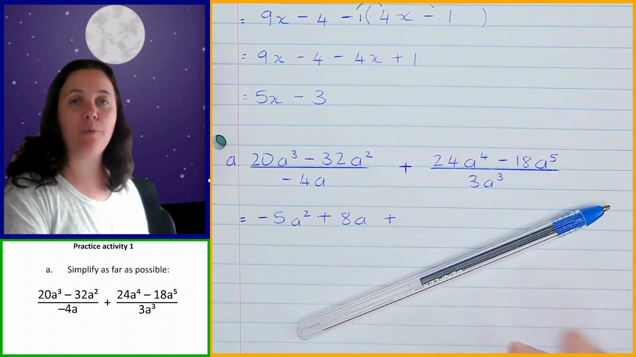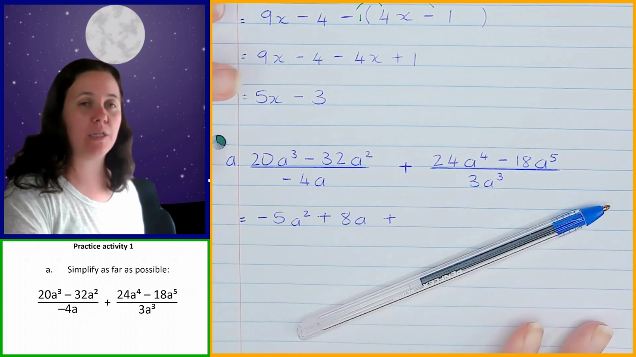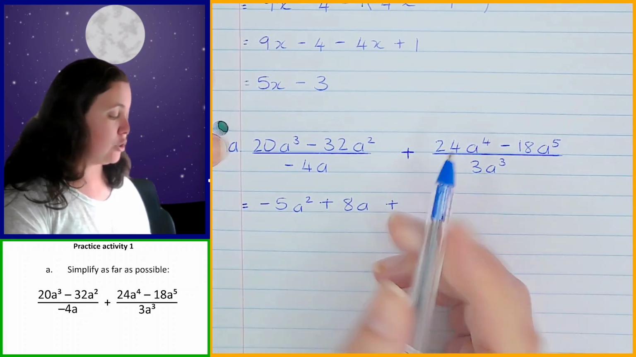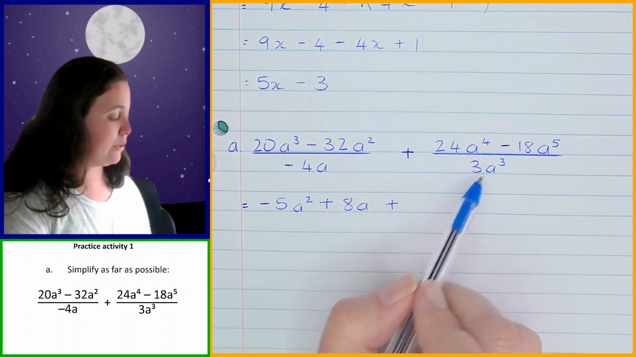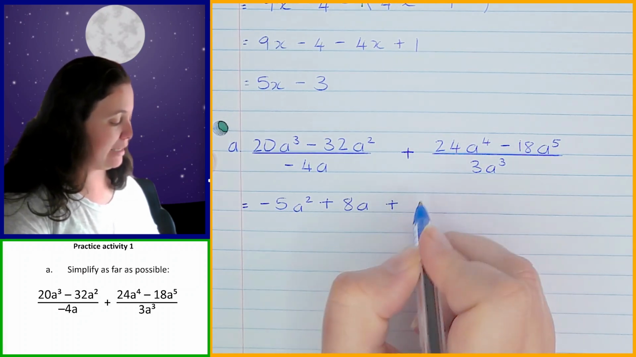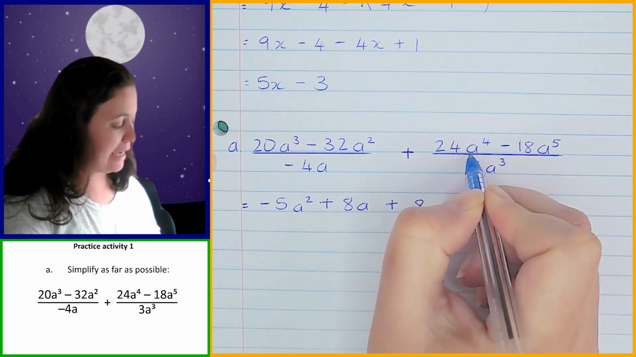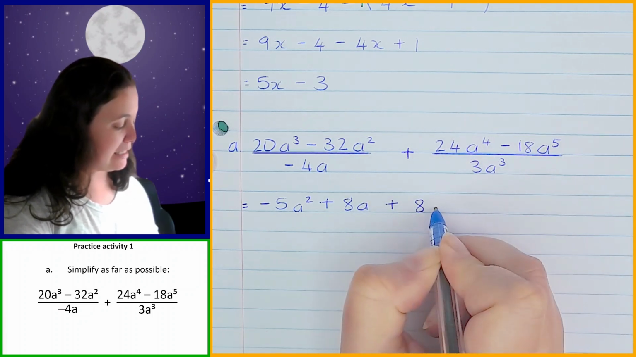But if I'm going to multiply a positive one into the brackets, it's not going to do anything. So I don't need to worry about doing that. Now I'm going to go and simplify this. So I've got 24a to the power of 4 divided by 3a cubed. So 24 divided by 3 is 8. And a to the power of 4 divided by a cubed is a.